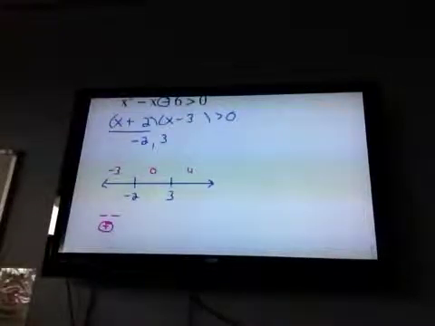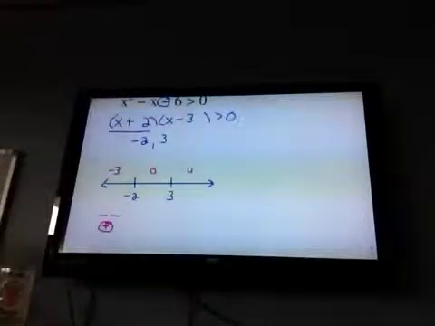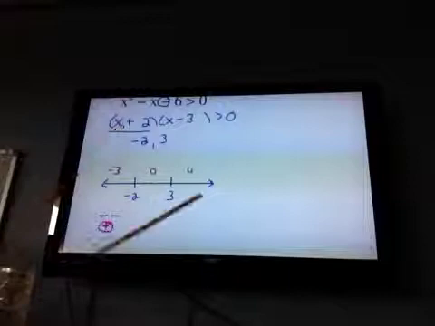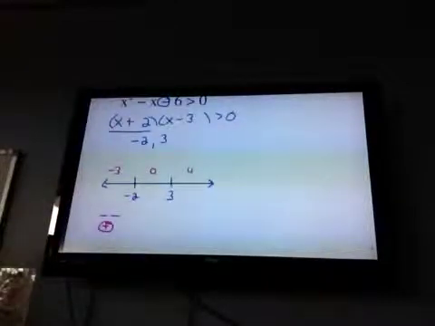Okay, so let's put 0 in. And again, I don't care what number you're getting. I want to know what sign you're getting. So when I plug in 0 plus 2, I get what kind of number? A positive number. When I plug in 0 minus 3, I get a negative number. And a positive times a negative is a negative.